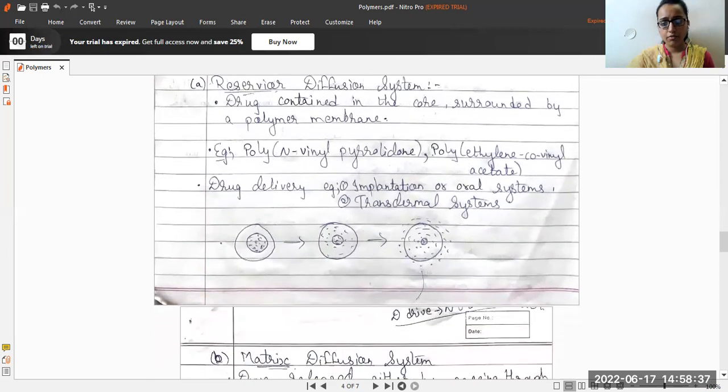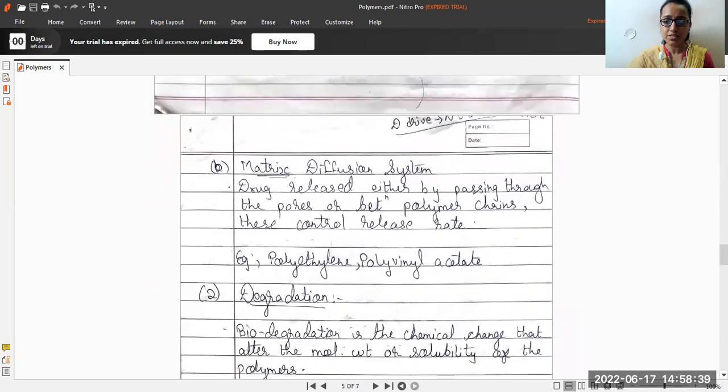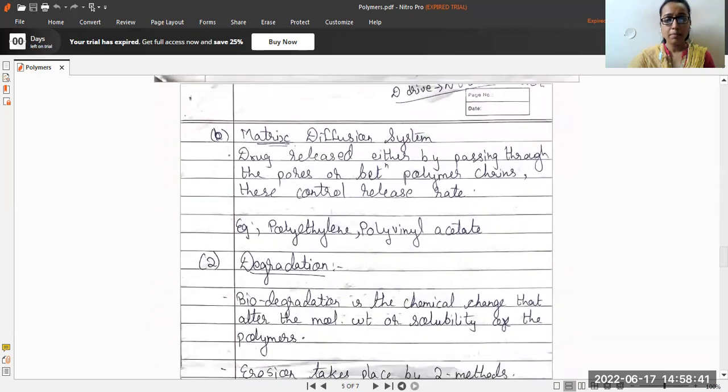Next, we will talk about the matrix diffusion system. In the matrix diffusion system, the drug is mixed with the polymer and it is then transformed into the dosage form. So the drug is released either by passing through the pores or between polymer chains, and these control the delivery rate.